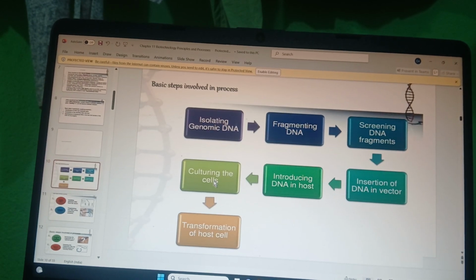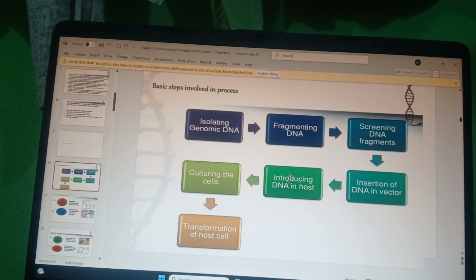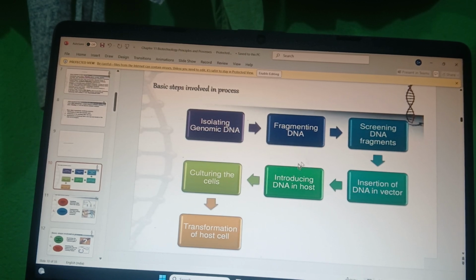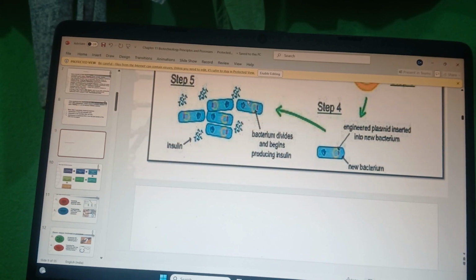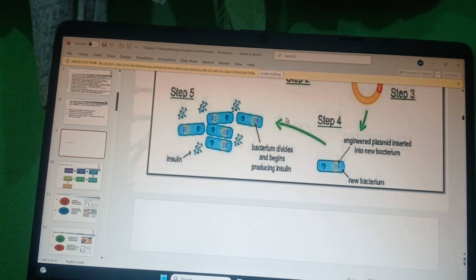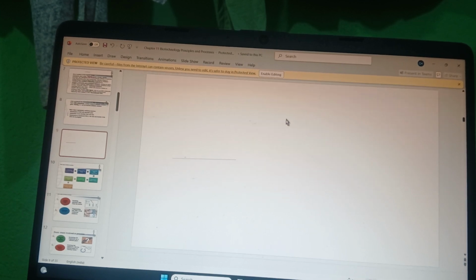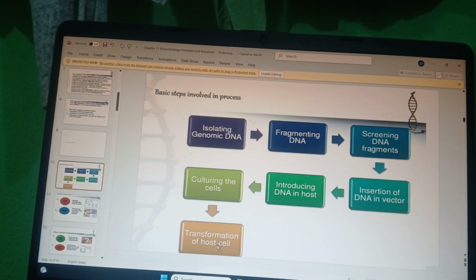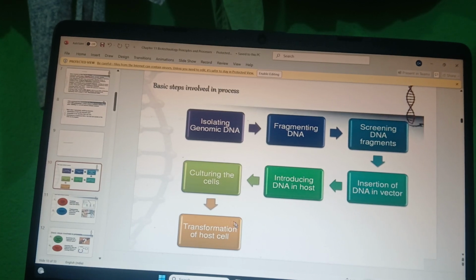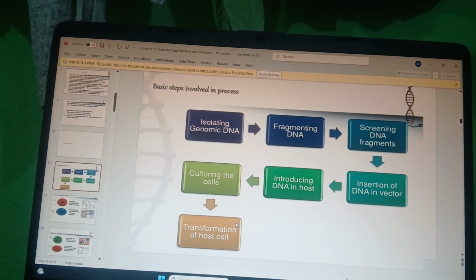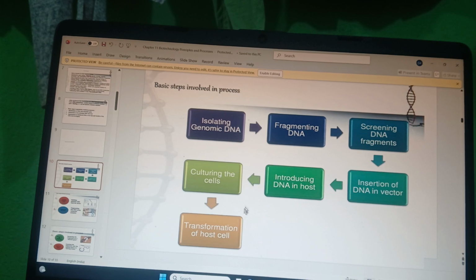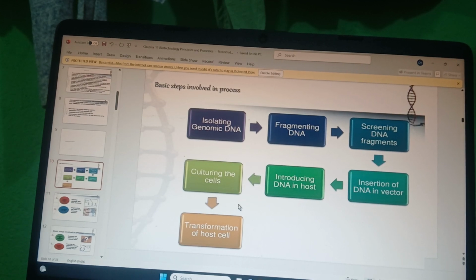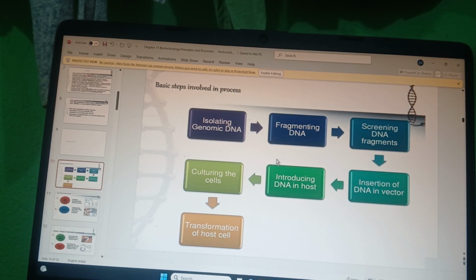Then culturing the cell. Which cell? The host cell. We have to culture the host cell. You look, this is the host cell. When we perform the culture, multiple numbers of DNA host cells are produced. Then transformation of host cell. Transformation of host cell means now the DNA or RNA of the host cell has changed, and we can express DNA and RNA. That is known as the basic steps of biotechnology.